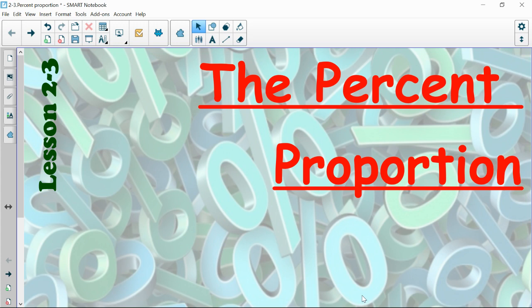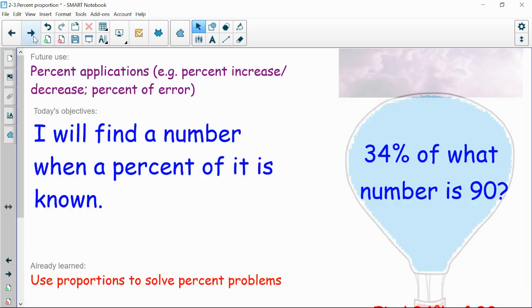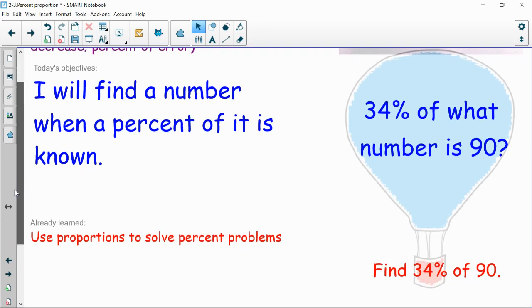This is working on what we started yesterday, but going a step further. We're not going to be only looking for our part today. Sometimes we're going to have to find other parts of it instead of the part. Sometimes we've got to find the whole number. Sometimes we might even have to find the percent. So this is using what we started yesterday and just taking it a step farther.